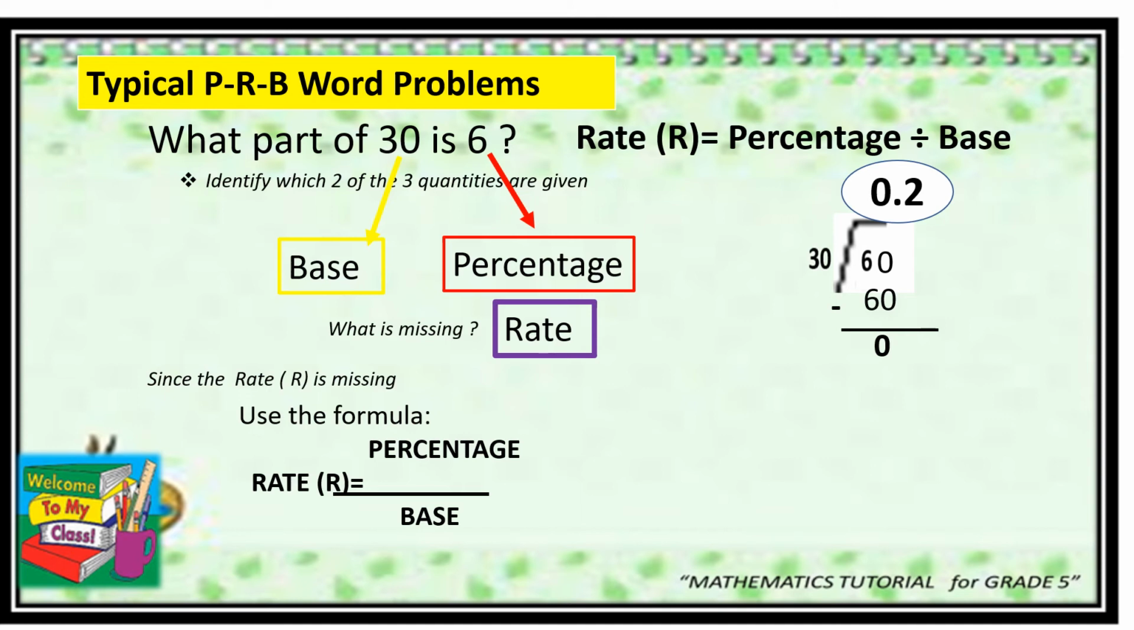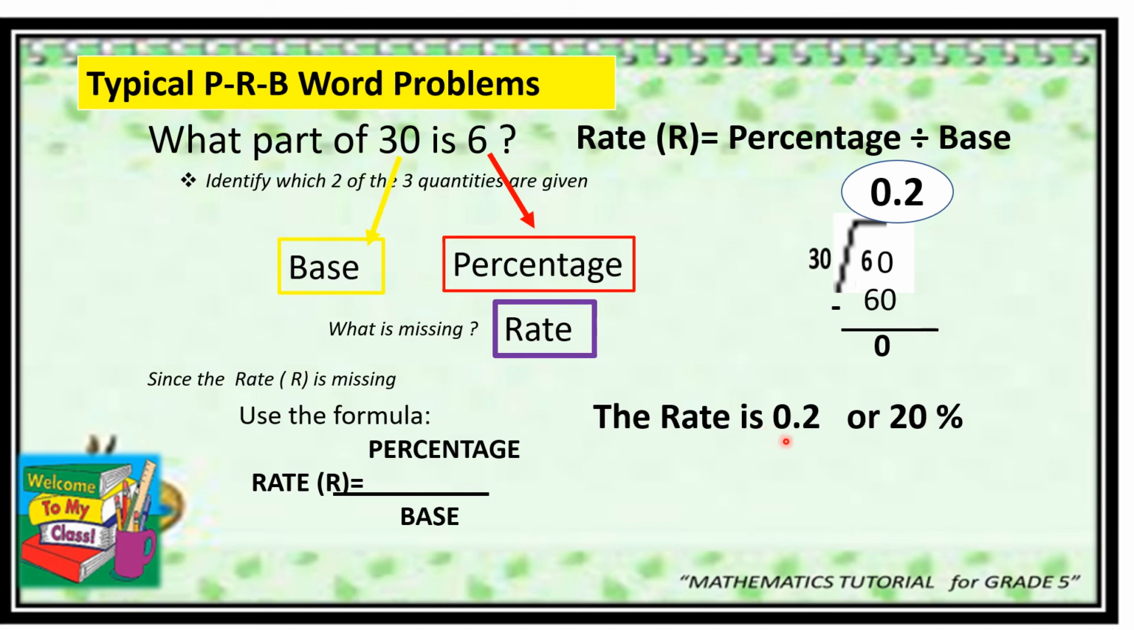How? The decimal point will move to the right 2 decimal places. Again, move the decimal point 2 places to the right. Then, affix the percent symbol. Pag sinabing affix percent symbol, lalagyan natin ng percent. Like this.